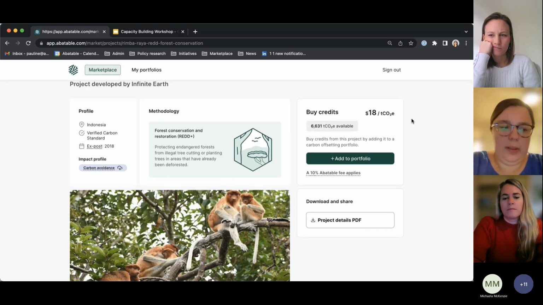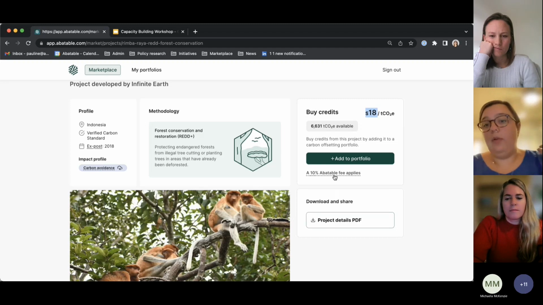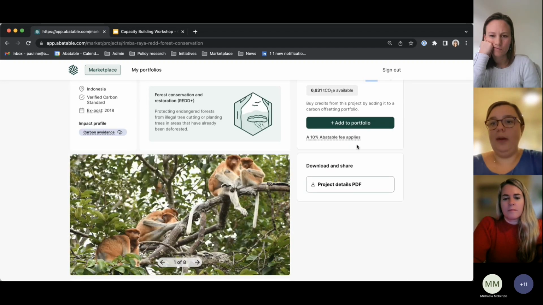And something that's very important to us at Abatable, and if you're looking for carbon credits, you should really pay attention to this, is how does the business model work? We're seeing an important lack of transparency as to where the money is going in carbon markets. So what we do is work bilaterally with project developers, meaning that this $18 that you see here goes directly to them. On top of that, we charge a transparent fee. So you know exactly where your money is going.